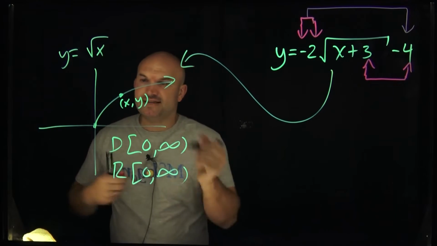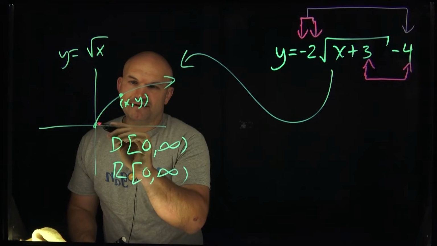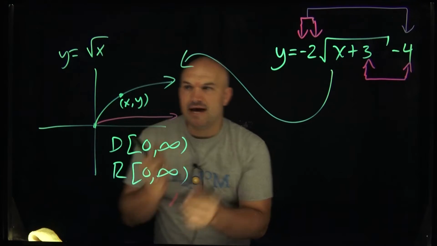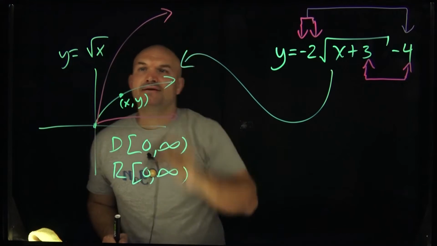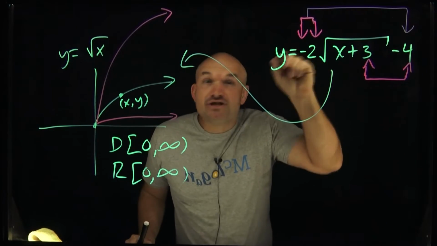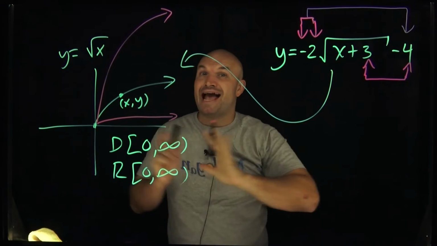Because I want you to think about this. If I was to take this graph and, let's say, vertically compress it, is the domain and range still the same? Yeah. What about if I vertically stretch it, right? Or horizontally compress it? It's still exactly the same domain and range. So this 2 is not going to impact my domain and range at all.